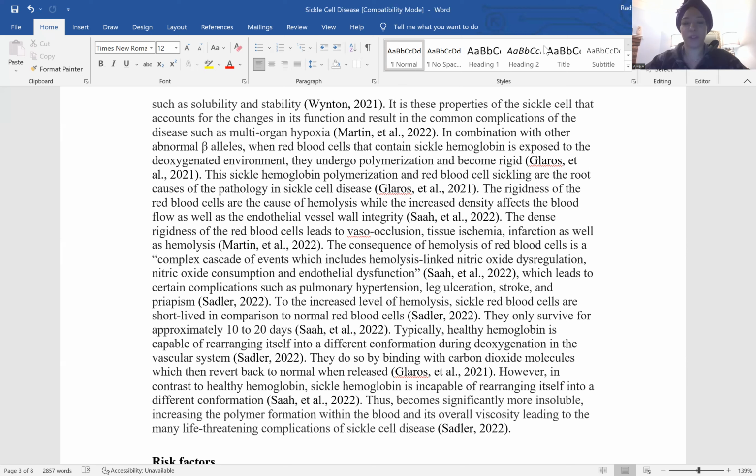The dense rigidness of the red blood cells leads to vaso-occlusion, tissue ischemia, infarction, as well as hemolysis. The consequences of hemolysis of red blood cells is a complex cascade of events which includes hemolysis-linked nitric oxide dysregulation, nitric oxide consumption, and endothelial dysfunction, which leads to certain complications such as pulmonary hypertension, leg ulceration, stroke, and priapism.